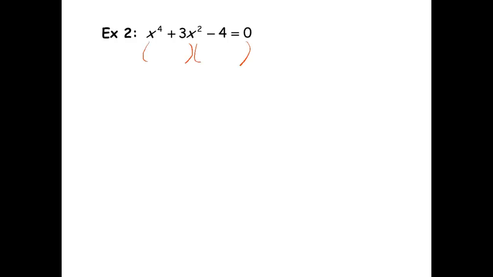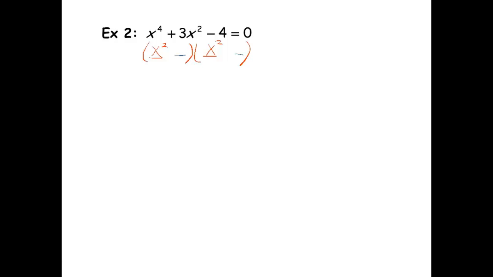So think about what would you put here and here to multiply to x to the 4th. Well, normally we're multiplying to x squared, so I would put an x and x here, right? That gets me x squared. But if we just change them to x squareds, then we'd get the x to the 4th. Excellent.